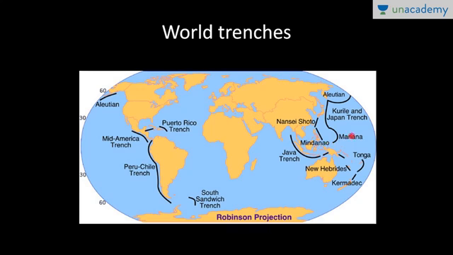You might have heard of the Mariana Trench. You can see it here. Here is the Mariana Trench where the Pacific plate is subducting. The Pacific plate is a heavier plate, right? It is subducting below a continental plate. These are all trenches you can see here. These are all along the convergent plate boundaries. Java Trench, Mariana Trench, Aleutian Trench, Kuril and Japan Trench, right? So this is the world distribution of trenches.